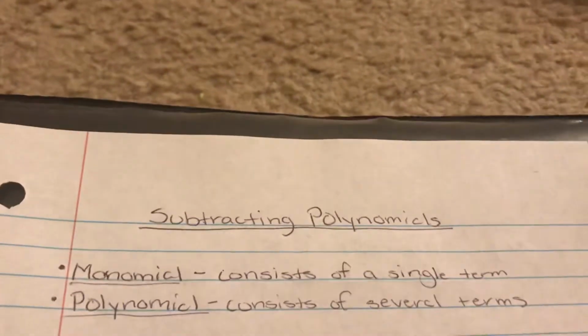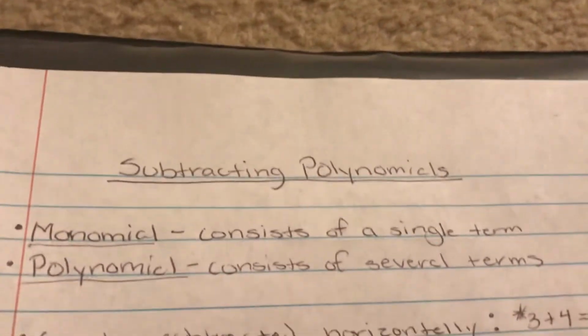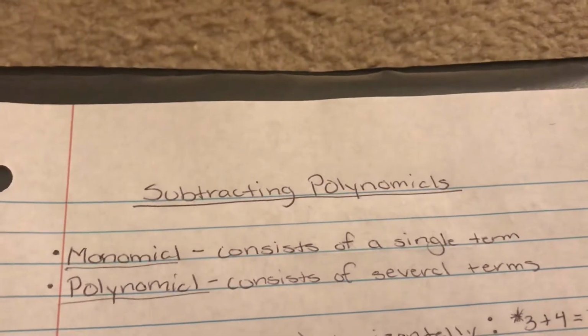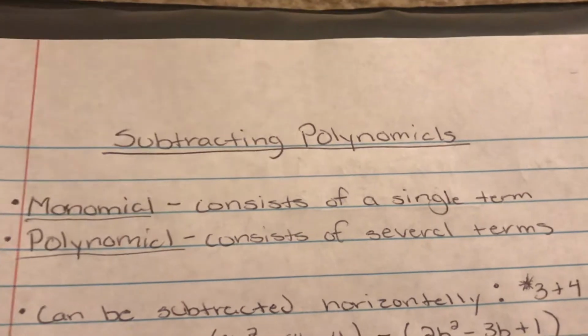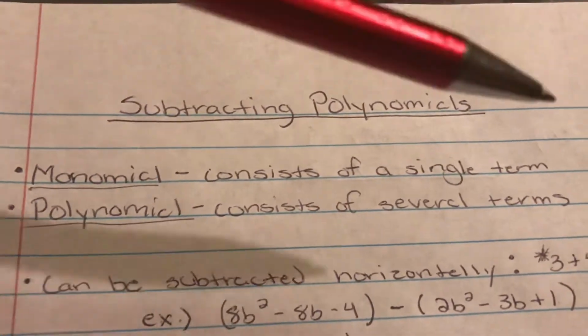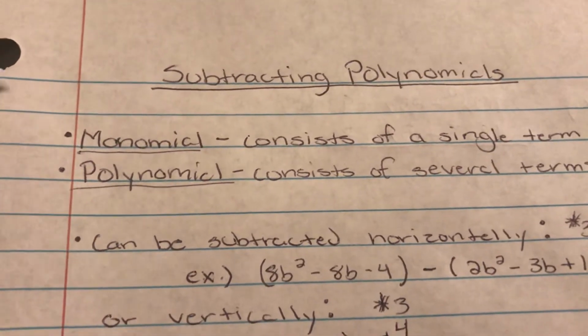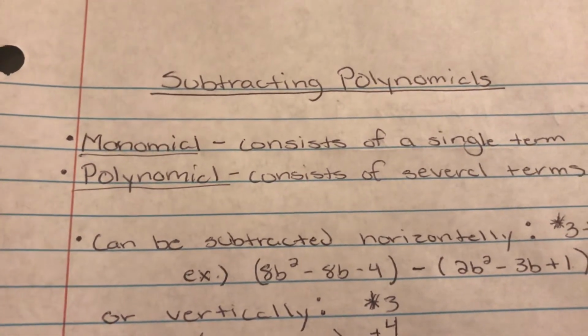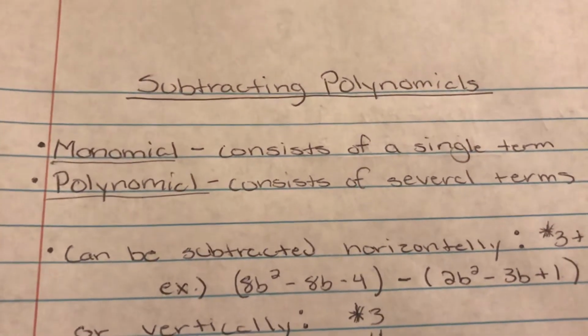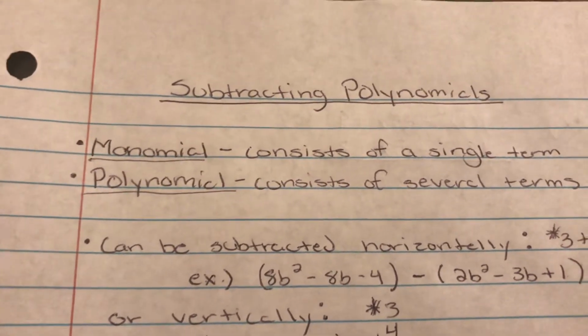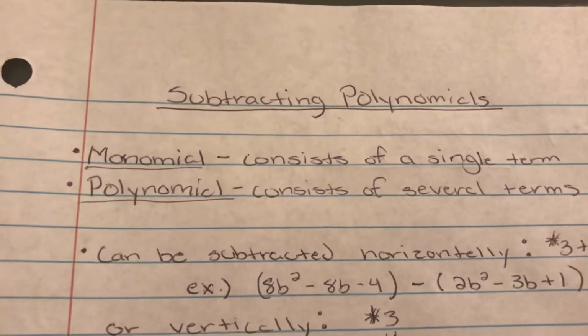So today we are going to be learning about subtracting polynomials. And in order to exactly understand what you're subtracting, you have to understand what a polynomial is. A monomial, mon meaning single or one, consists of a single term. And a polynomial, poly meaning multiple or many, consists of several terms.